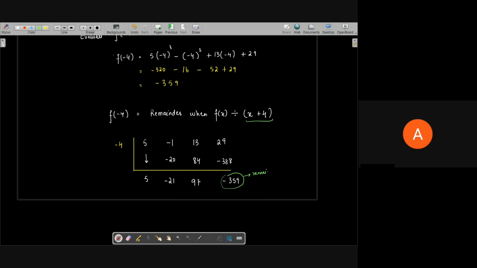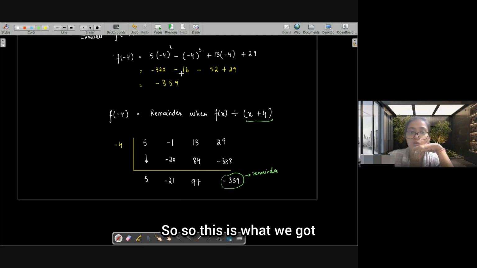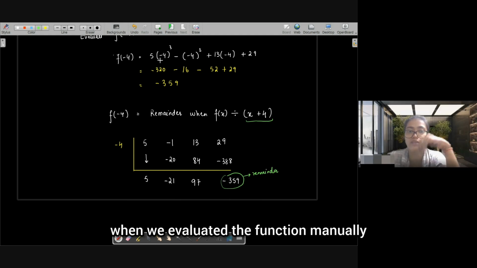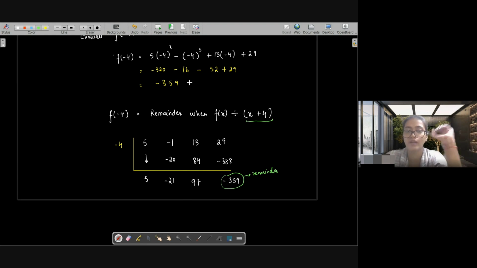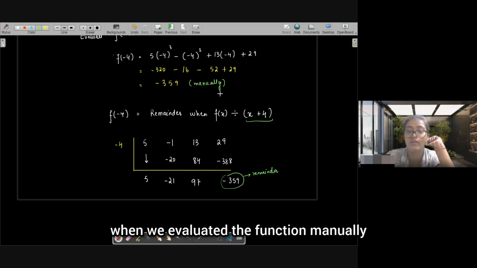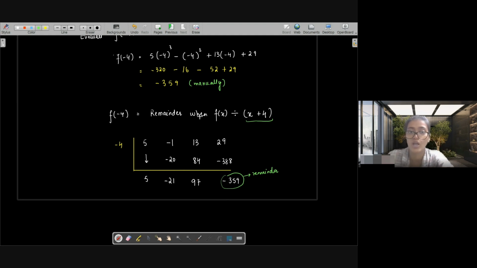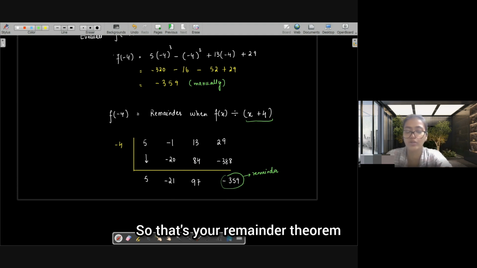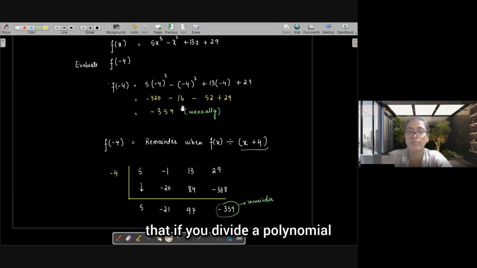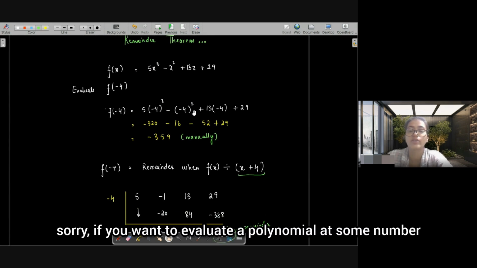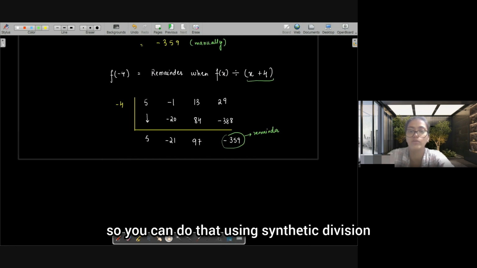Oh, wow. So this is what we got when we evaluated the function manually, right? And this is what we got using synthetic division. So that's your remainder theorem. It says that if you want to evaluate a polynomial at some number, you can do that using synthetic division.